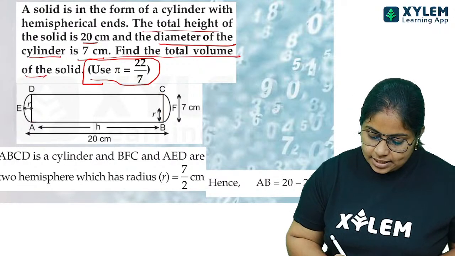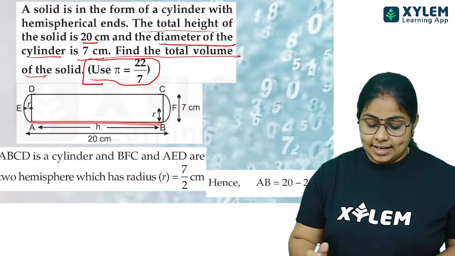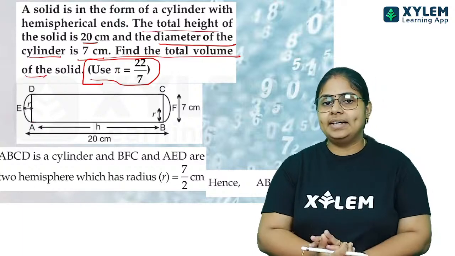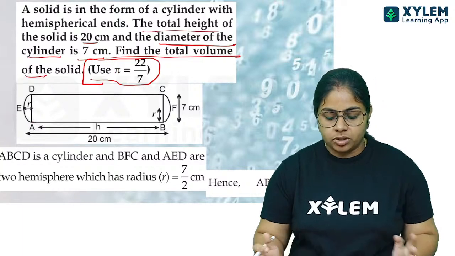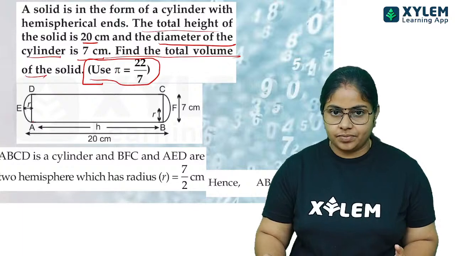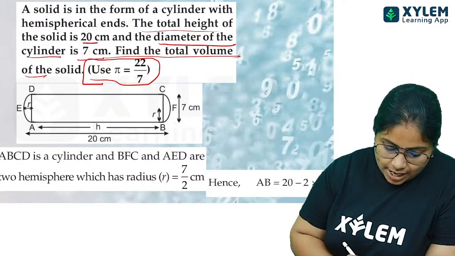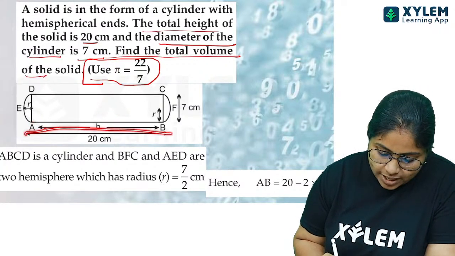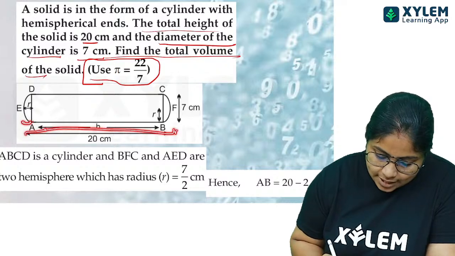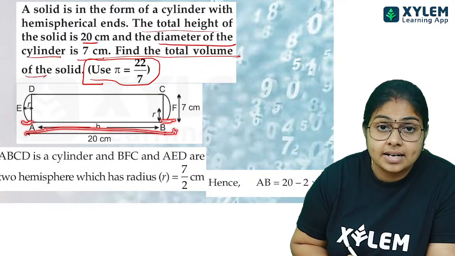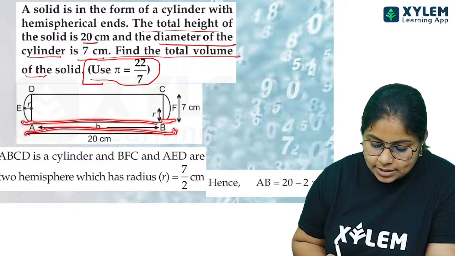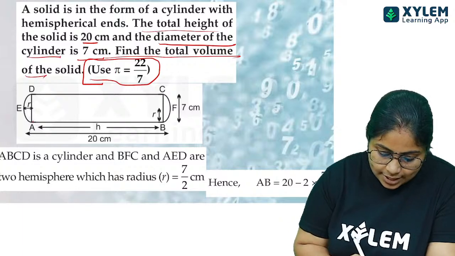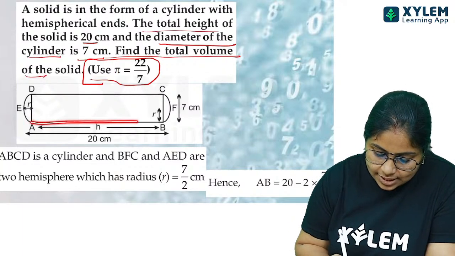Next, what would be the length of the cylinder? It is given that the total height of the whole solid is 20. From there, what do we have to do for finding the height of the cylinder? From this total 20, we have to subtract the radius on both sides, then we will get the height of the cylinder. So we will be getting the length of AB, which means the height of the cylinder.